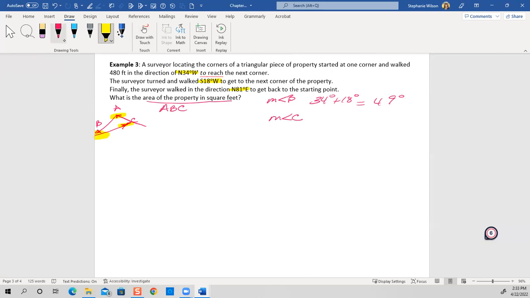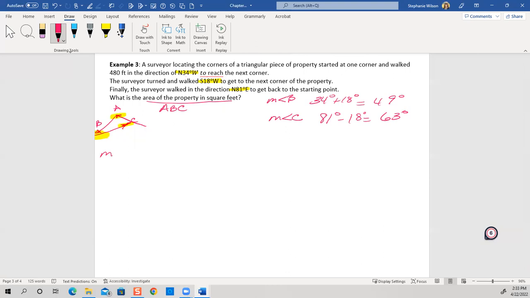So we're not going to add those, we're going to subtract them because that's a difference of them. So 81 minus the 18 gives me 63 degrees. So note that the sum of the angles of the triangle is 180 degrees. So when we talk about a triangle, we know it's a sum of 180 degrees.